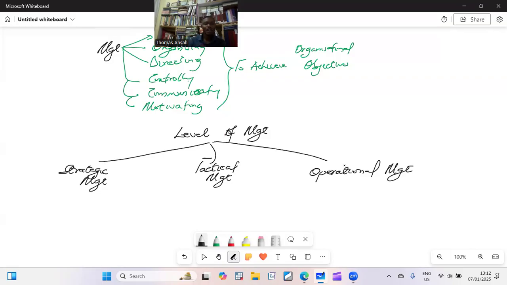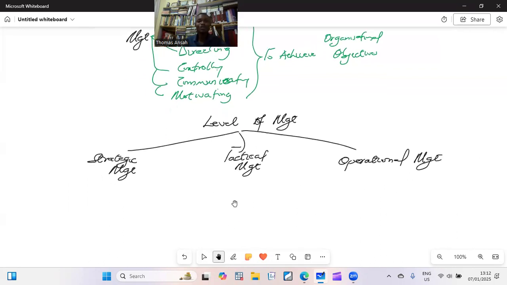So you do realize that in your office, some people hold manager positions. Some people at some places, they'll tell you that they are going for this meeting and that meeting and probably you are not part of it. This is because of the levels of management, the level of getting things done.